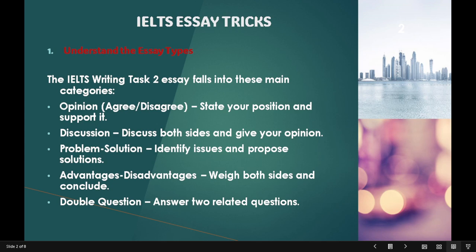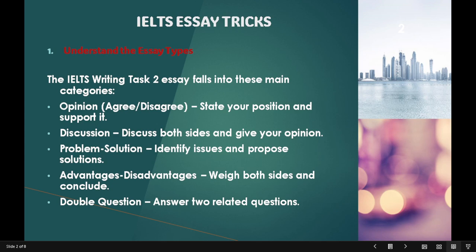The first is to understand the essay type, and there are different kinds of essays. So you need to look for identifiers. You need to know what essay you're going to be writing and how to approach them, because with these different essays there are several approaches. Although there are similar patterns, there are several approaches and several methods of writing them. So the IELTS Writing Task 2 essay falls into these main categories.